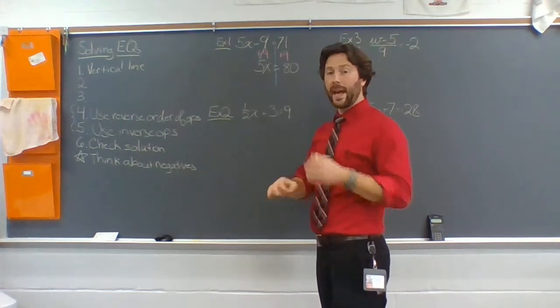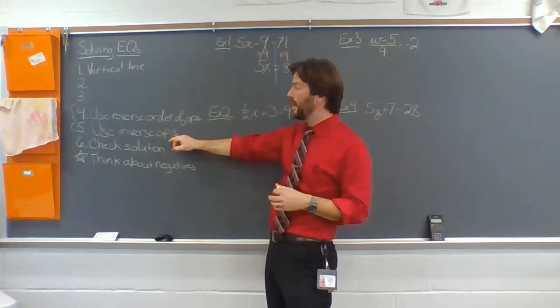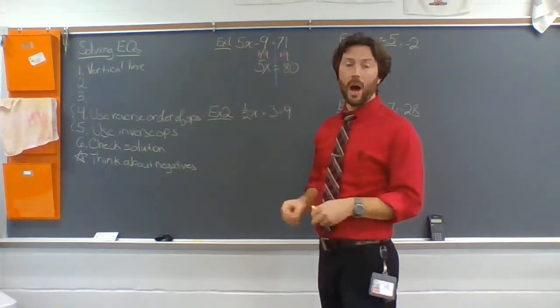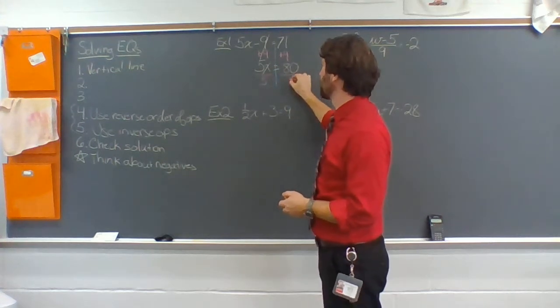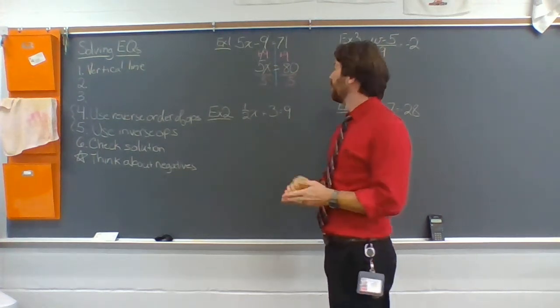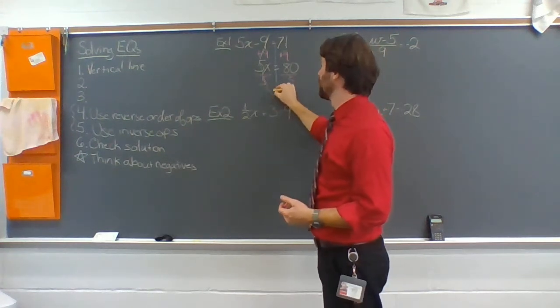Now, if I want to get that x all the way by itself, I still need to keep working backwards with inverse operations. So the opposite of multiplying by 5 is going to be dividing both sides by 5. 5 divided by 5 is 1. 1 times x is just x.